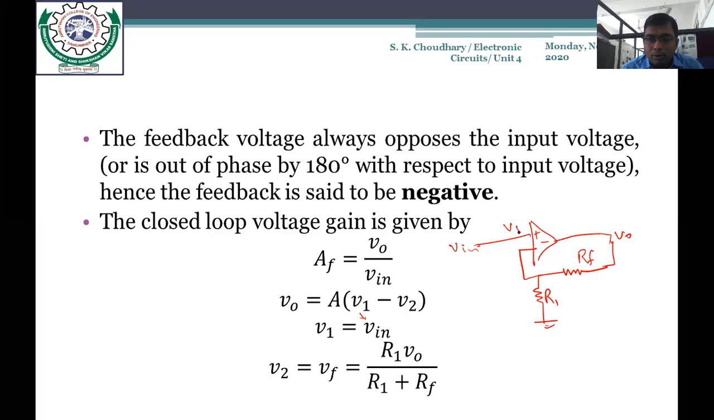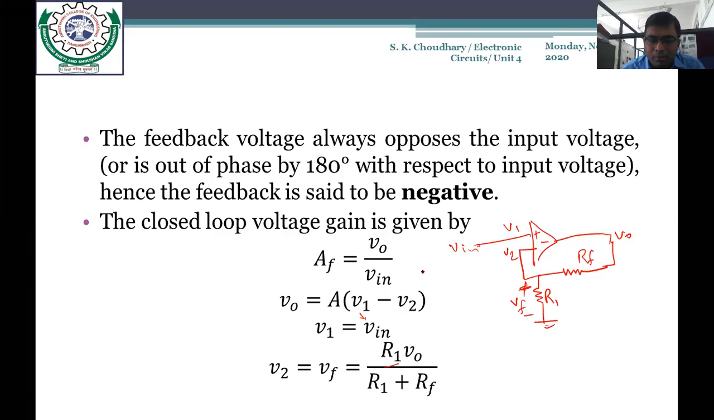In this case, this is your V1 and this is your V2. So what is the voltage across this R1? There is your VF. VF is, according to the potential divider rule, R1 upon R1 plus RF into V0. V0 here acts as a supply voltage, you can say, for this particular network. In this way we find these equations.